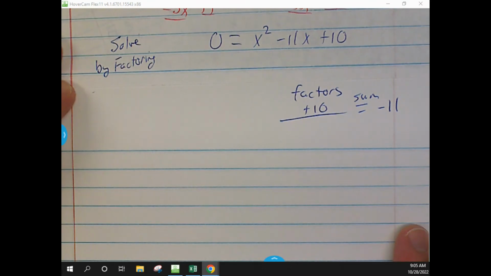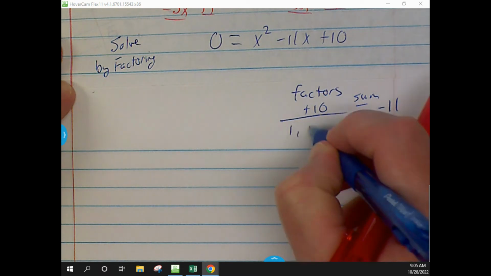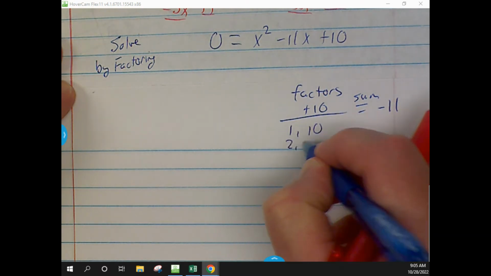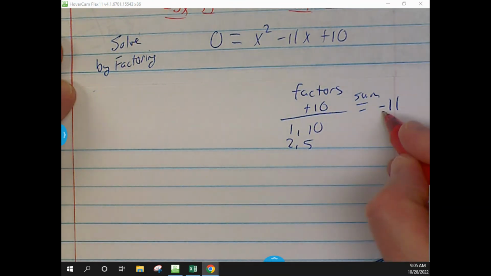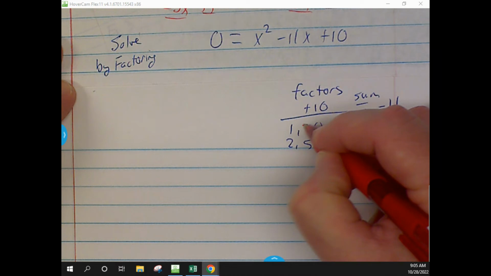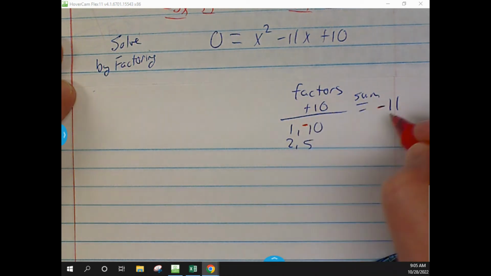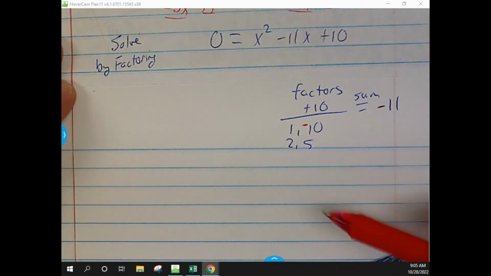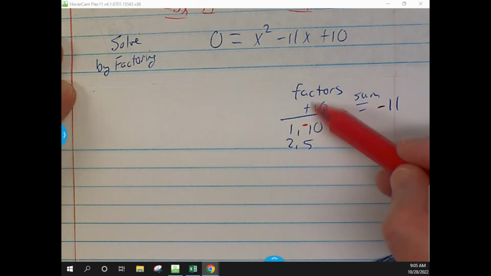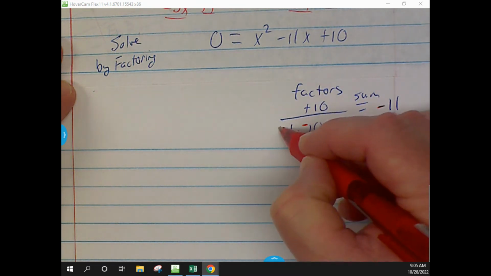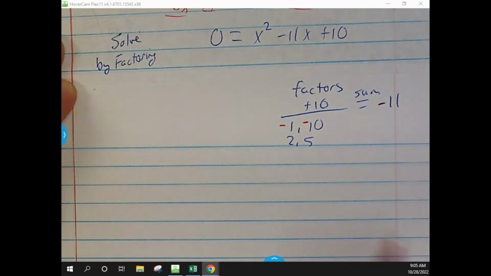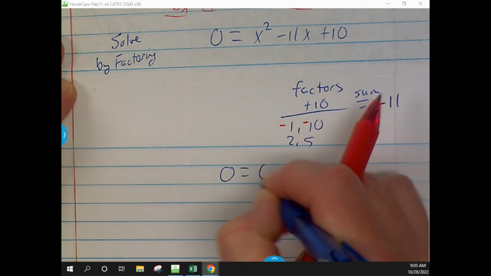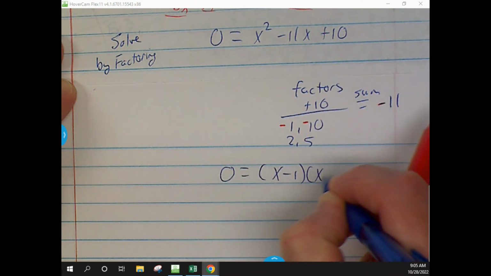Okay, what's the only way we can get factors of 10 that add up to 11? Yeah, it's got to be 1 and 10, right? I mean, 2 and 5 is not going to get us anywhere close to 11. And here's where you've got to remember your factoring rules again. The b term is negative. The bigger number has to be negative, because these two signs have to match up. This sign always goes with the bigger number. To get the other number, we'll take a positive 10 divided by negative 10. That means this 1 has to also be negative. So that's going to be 0 equals x minus 1 and x minus 10.